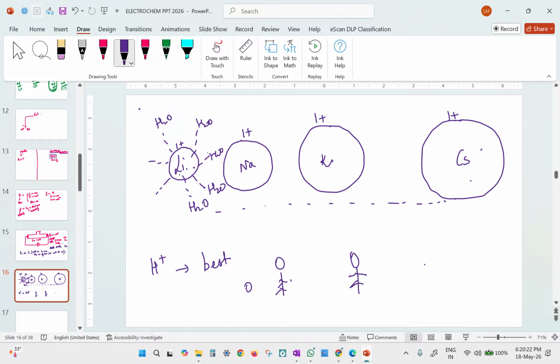Hydrogen, the small hydrogen, will be taken up by the first atom. That will be thrown to the second. That will be thrown to the third. So it is being passed on. It is not carried. It is being passed on. There is a lot of difference.